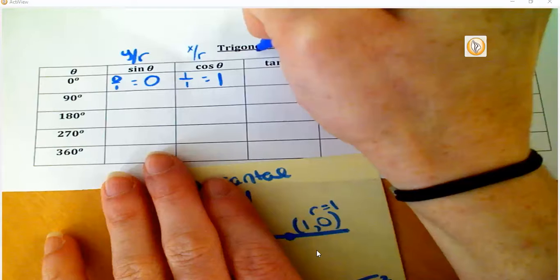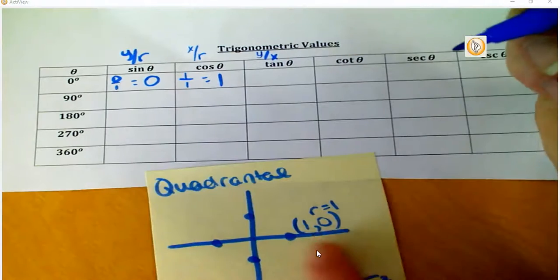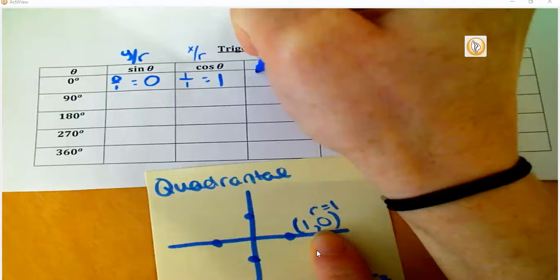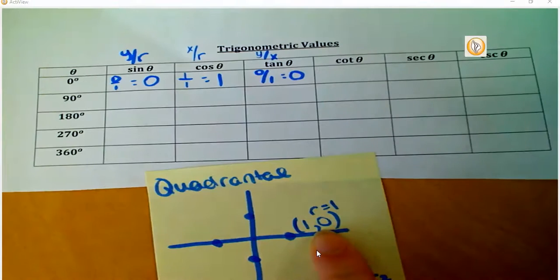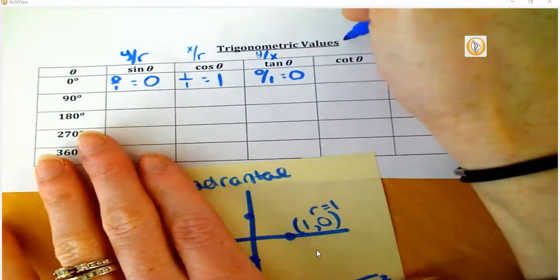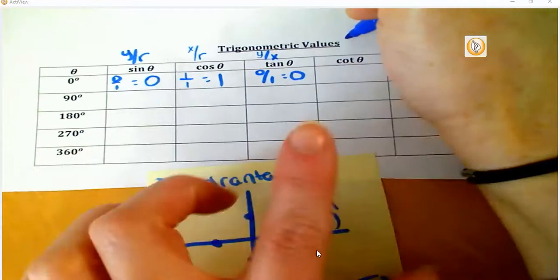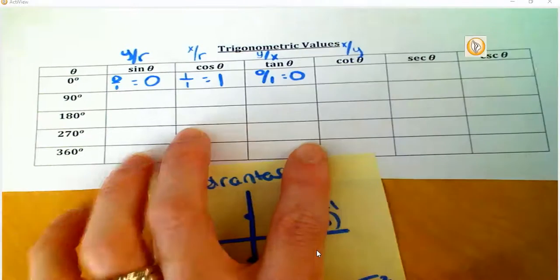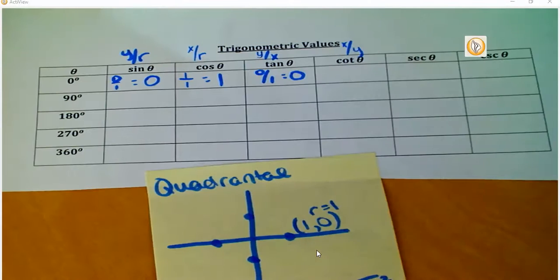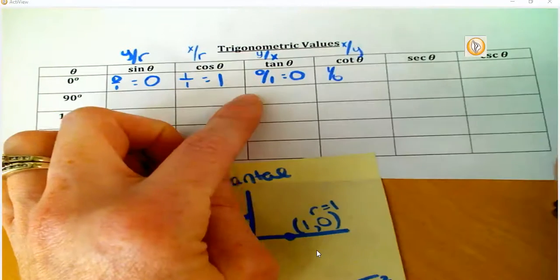Definition of tangent? X, no, y divided by x. Sorry. Y divided by x. So looking at my point, I have 0 divided by 1, which is 0. To get cotangent, what do we do? Tangent's y divided by x. Wait, I wrote what I said earlier, I'm sorry. That's okay. So cotangent is x over y. They're reciprocals. So if my x is 1 and my y is 0, what do we get when we do 1 divided by 0?